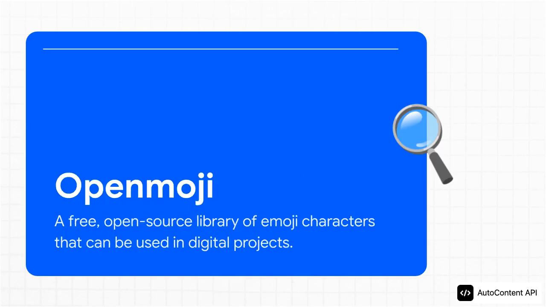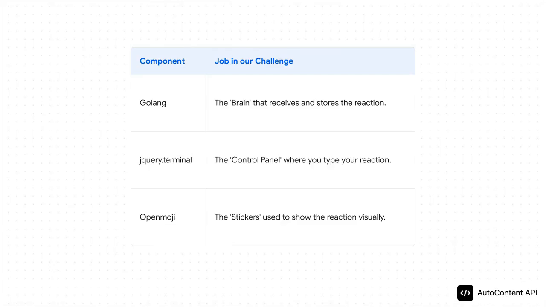And to round out our toolkit, we have OpenMoji. This is the fun part. This gives us the actual visual language for our survey, the little emoji stickers themselves. It's a massive library of reactions we can use to make the whole experience visual, and honestly, a lot more engaging. So, when you lay it all out like this, it's actually pretty clear, isn't it?